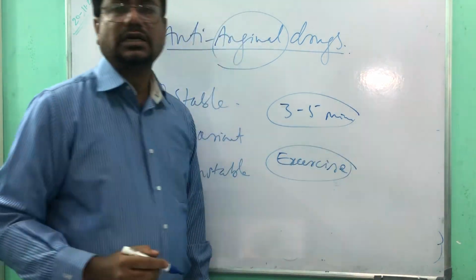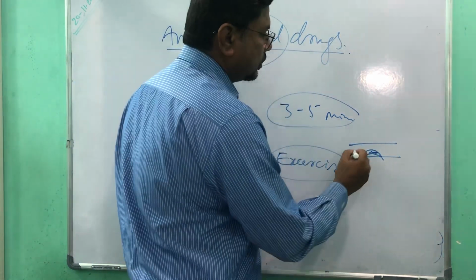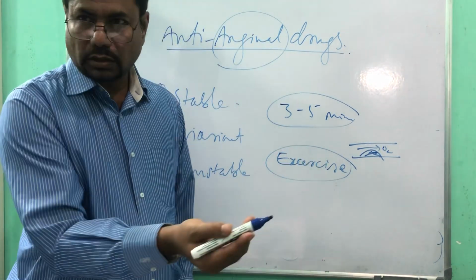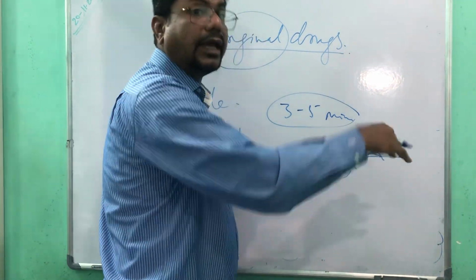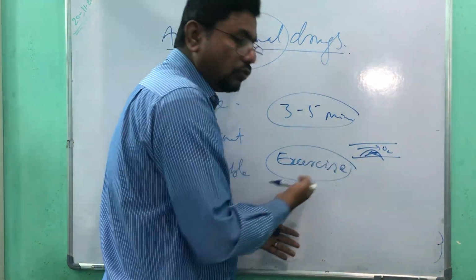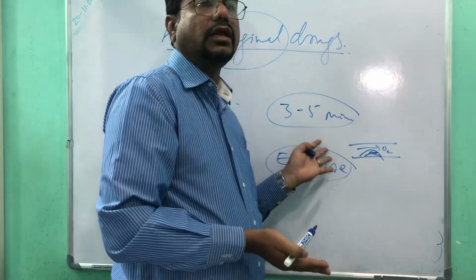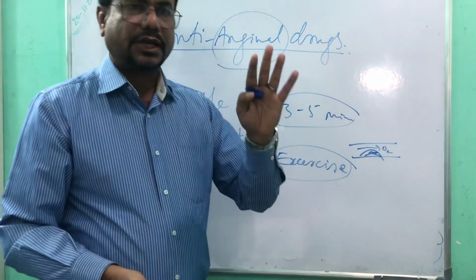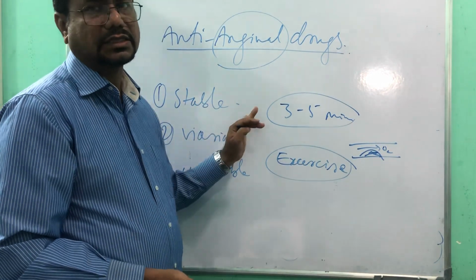So what happens in exercise? Already there is a plaque formed, so less oxygen is passing. When he does some work during exercise, his oxygen demand increases. Already he is struggling with less oxygen. Once he does some extra work, he needs more oxygen. From where will he get it? Already he has less oxygen. So at that time, if we get an angina, that anginal pain is called stable angina, classical angina.